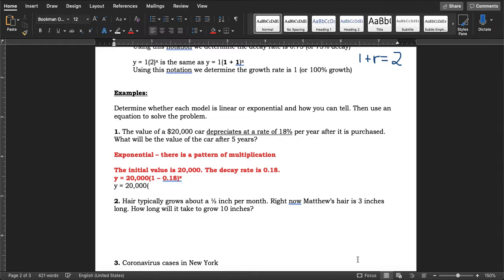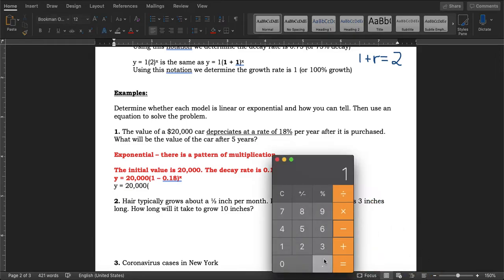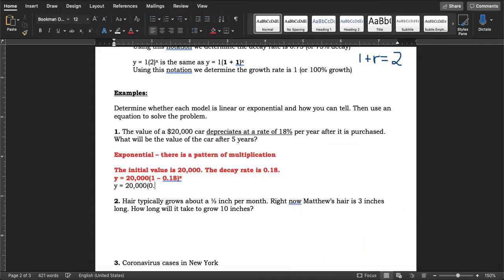If you want to simplify, just subtract the numbers. 0.82. So basically what's happening here, if we're losing 18% every single year, that means we're keeping 82% every single year. And that's where we're actually multiplying by 0.82. You can think of it that way too, that you're constantly multiplying the numbers by 0.82, because you're consistently keeping 82% of the previous value.